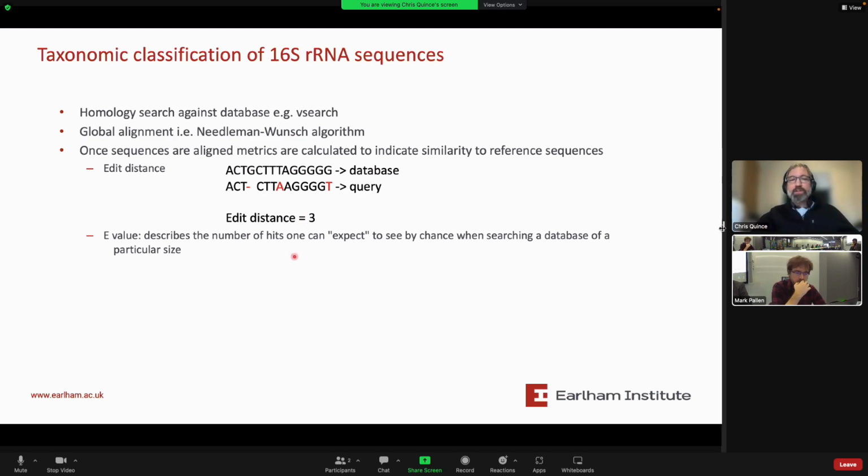And then you'll get other statistics, such as the E-value. That basically gives you an estimate of the log probability that you could expect a hit this good by chance when searching a database. They know all about that, Chris. They know about E-values. They know about BLAST searches. Yeah, but it's fine. You can repeat.